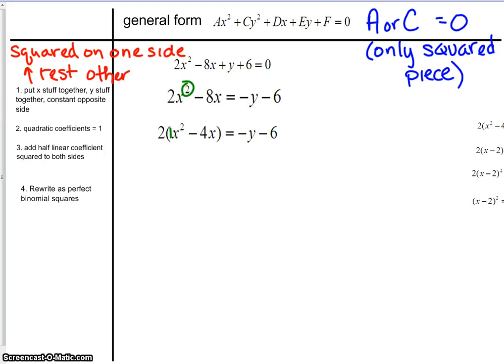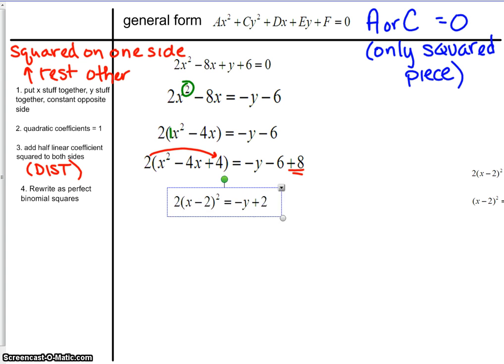And so I factored out my 2. And I'll complete my square just like I've been doing by taking half my linear. So half of -4 is -2, squared is +4. But again, I've got to think about the distribute piece, and so I actually am adding 8 to both sides. I'm going to rewrite it as a perfect binomial square. And then over here on this side, combine my constant pieces, so I get y plus 2.